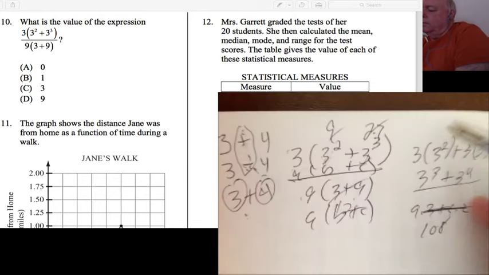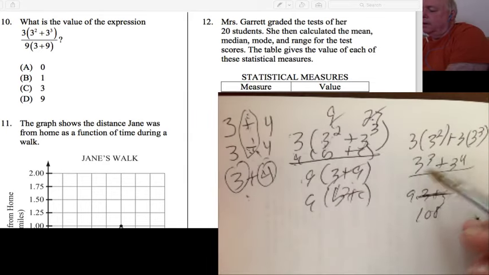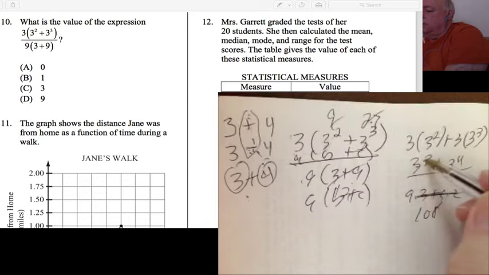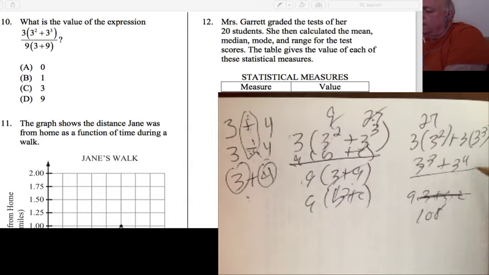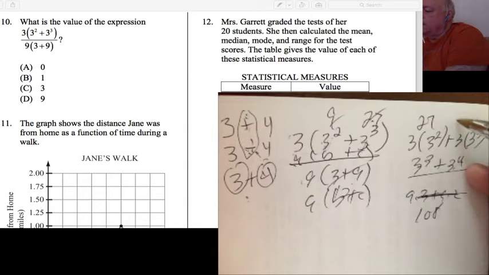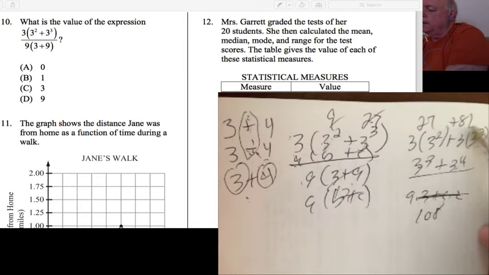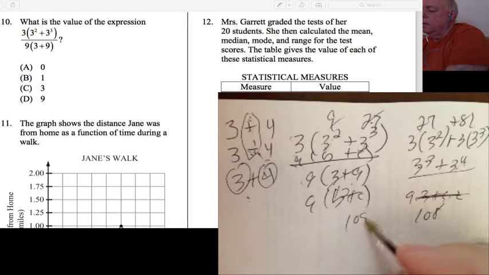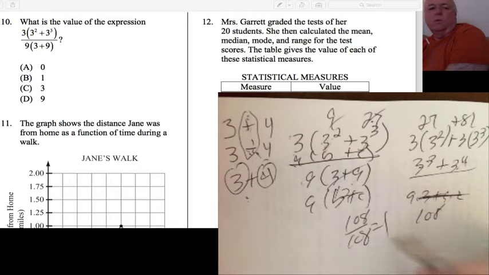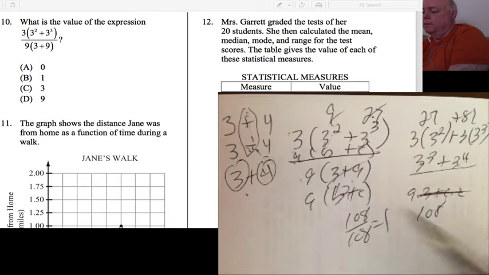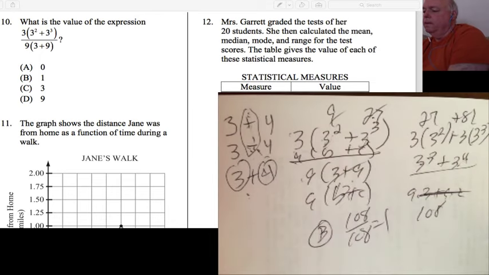What do we get here? 3 to the third is 27, and 3 to the fourth, we get 9 times 9, so plus 81. So it turns out we get 108 over 108, and that's equal to 1, which should be B. So be careful with your math here.